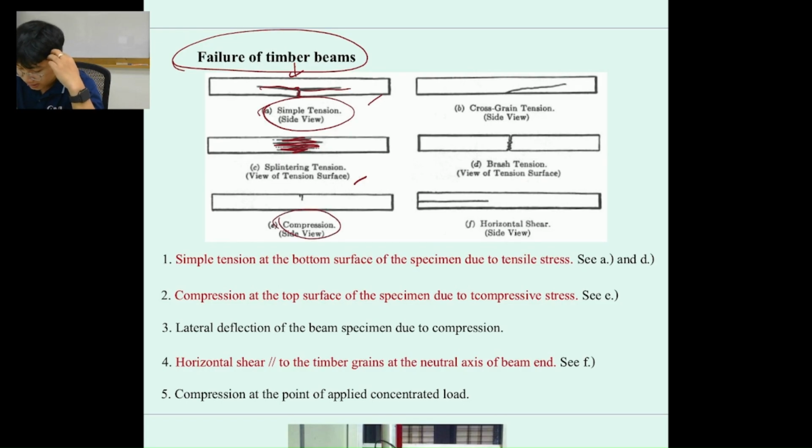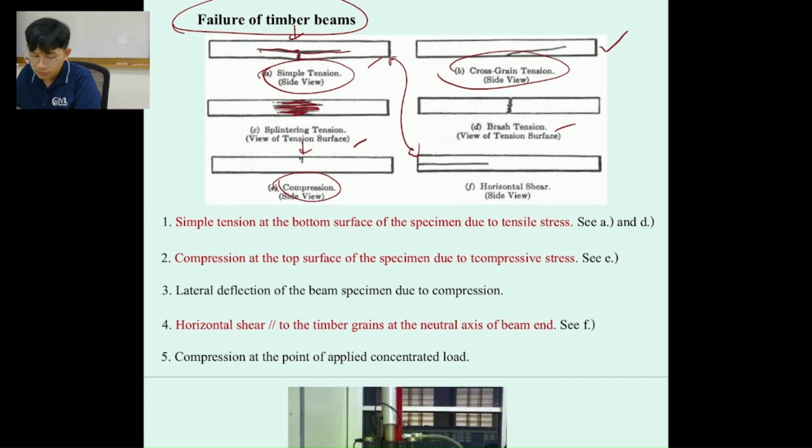But for the compression, it can happen. When we apply the force, it can happen like this. And then the cross grain tension, I think I've seen this in the lab before. And then the brush tension. And lastly, I think the A and F are mostly seen in the lab. Okay, if you would like to see it in detail, you can just read from here.